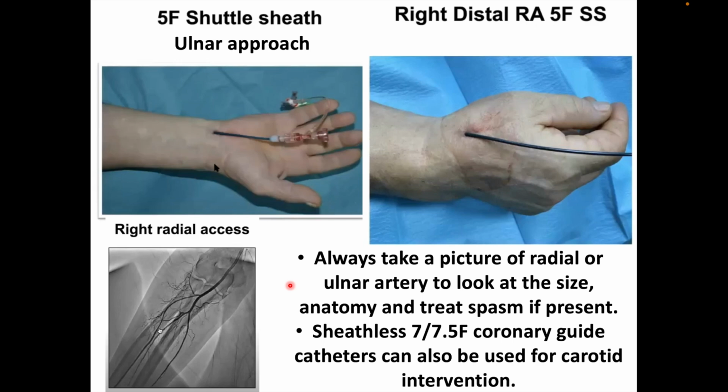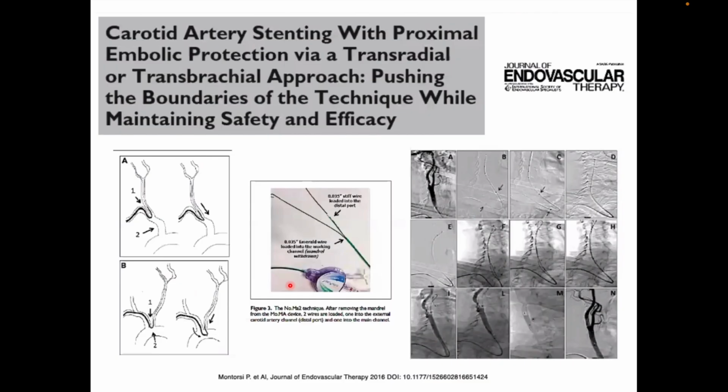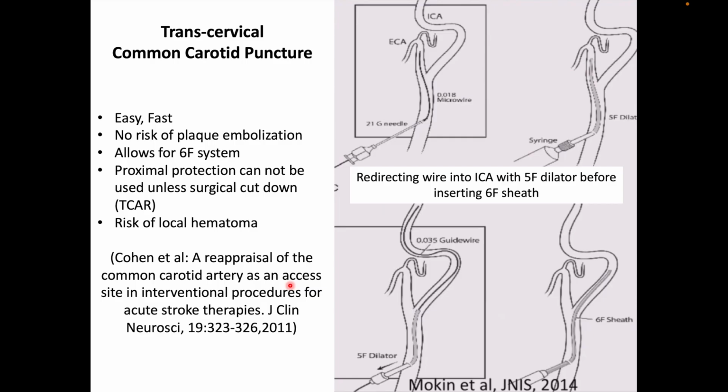You can even take these coronary guide catheters in with the BAT technique, that's the balloon assisted technique. So, carotid artery stenting with proximal embolic protection via transradial transbrachial approach. There is a lot of literature now that has shown the feasibility of this approach. Another bailout strategy could be a transcervical or common carotid puncture technique.